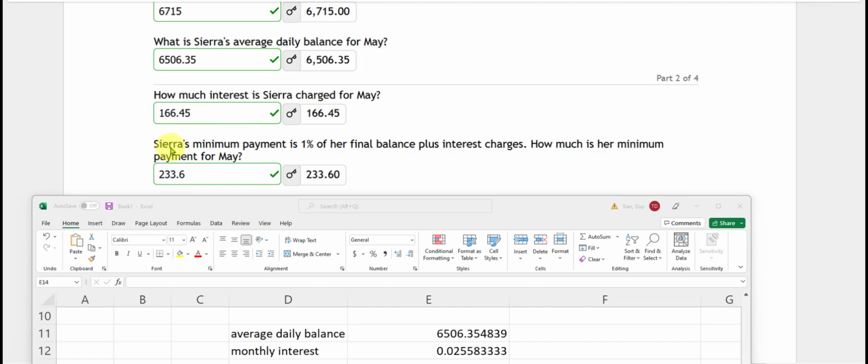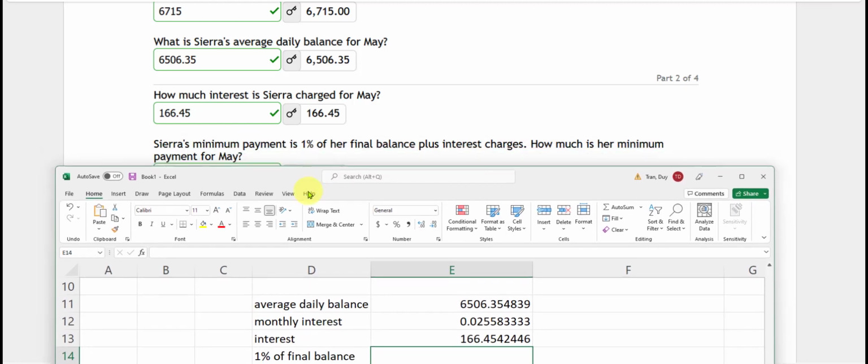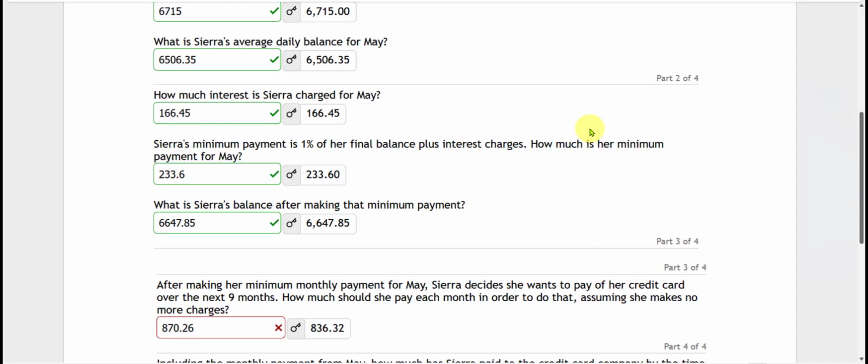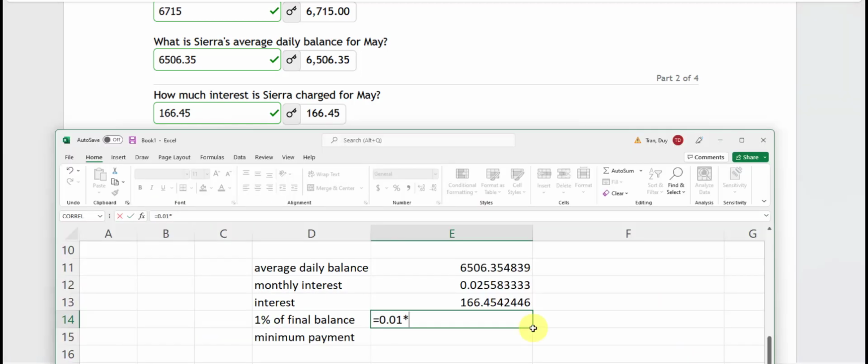Next question. Sierra's minimum payment is 1% of her final balance plus the interest charges. How much is her minimum payment for the month of May? So the first thing is we want to find the 1% of the final balance. So 1% means 0.01 multiplied by the final balance, and we got the final balance earlier, so let's multiply by that.